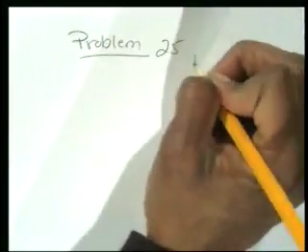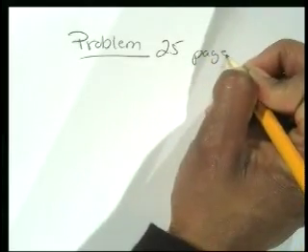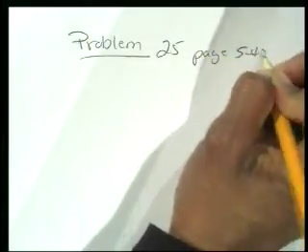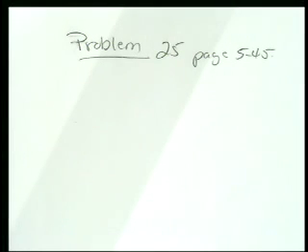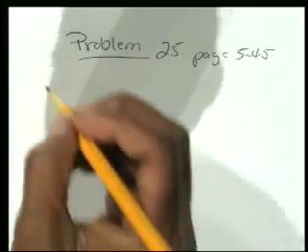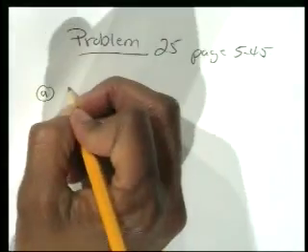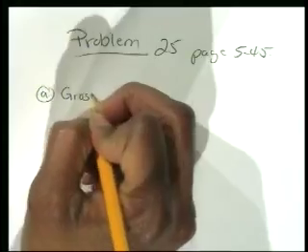$25, and we are on page 5-45. They start off, we have Jim and Martha, and the first thing they want us to do is come up with gross income. So we're going to be thinking about gross income as we read through this problem.